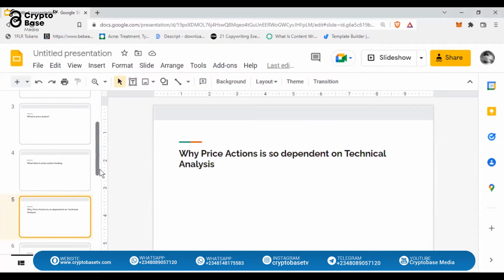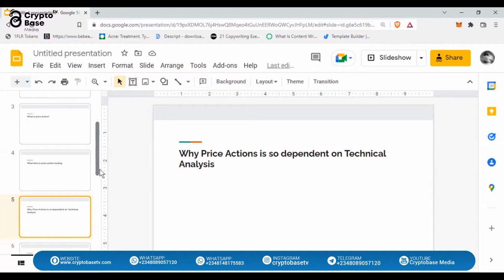And you already know what technical analysis is. Technical analysis is trying to analyze everything that is happening on the charts, and then using it to make trading decisions. So price action is dependent on technical analysis.